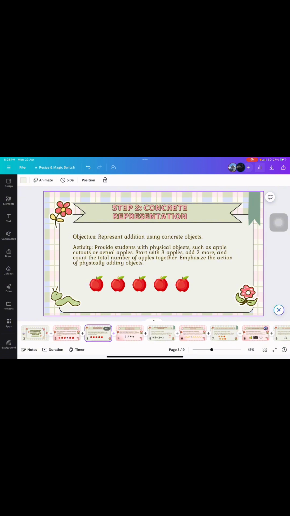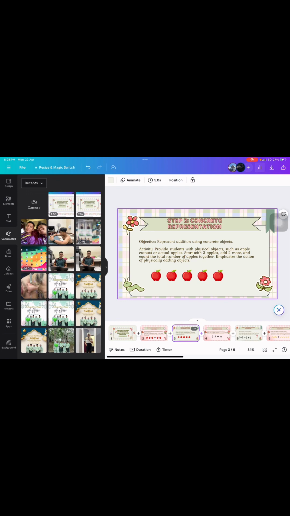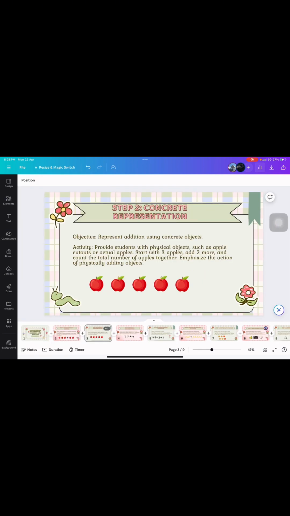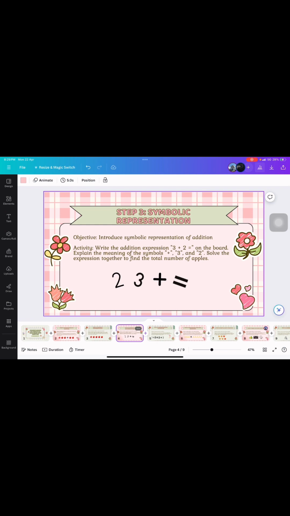This hands-on activity allows students to visually and physically engage with the concept of addition. By seeing the objects come together, they can better understand how addition works and how quantities combine to form a total. It also provides a tangible representation that reinforces the abstract concept of addition. So now we move to the third step, which is symbolic representation.